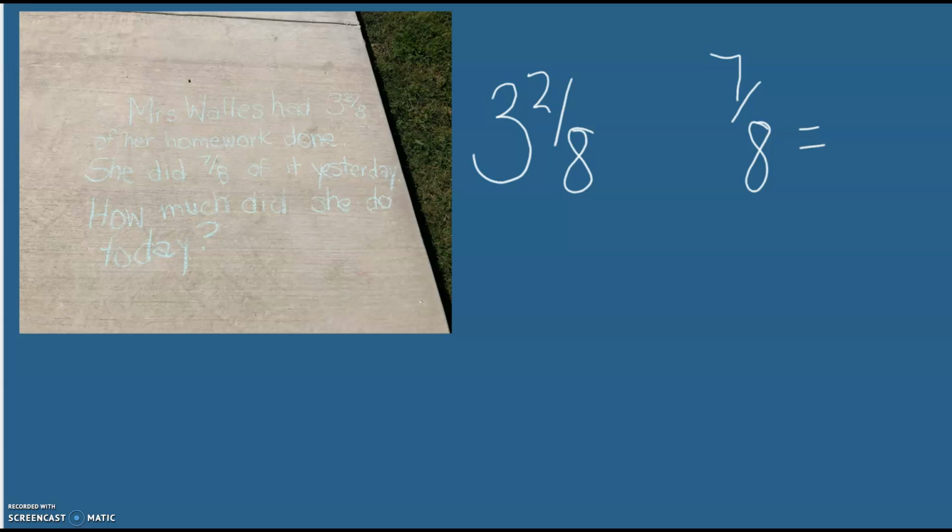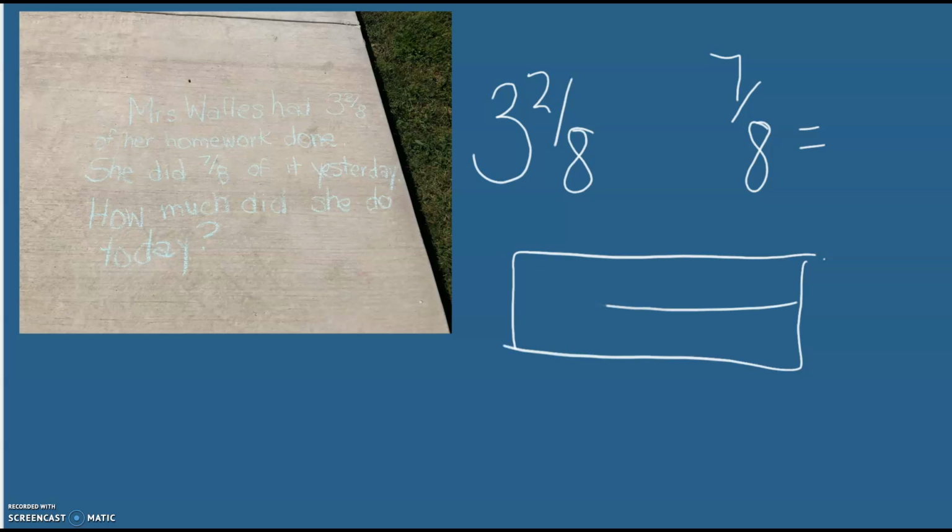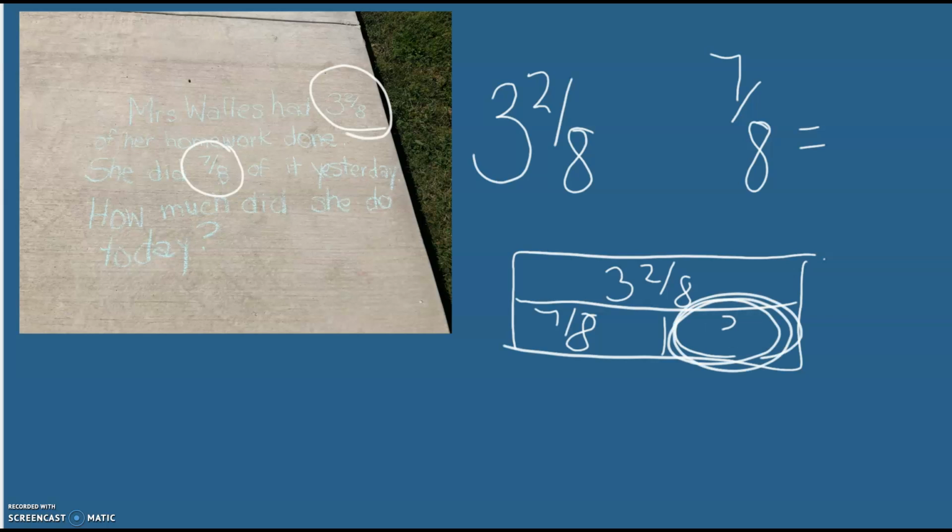Okay, so first of all, I'm going to think about this in the form of a strip diagram. I know that my big number, all of her homework that she has done, is 3 2/8. It says it right here. I know that yesterday she did part of it. She did 7/8 of it yesterday. I'm looking for this part. This is my question mark. So if I'm looking for that part, I know that I'm going to have to be doing subtraction.